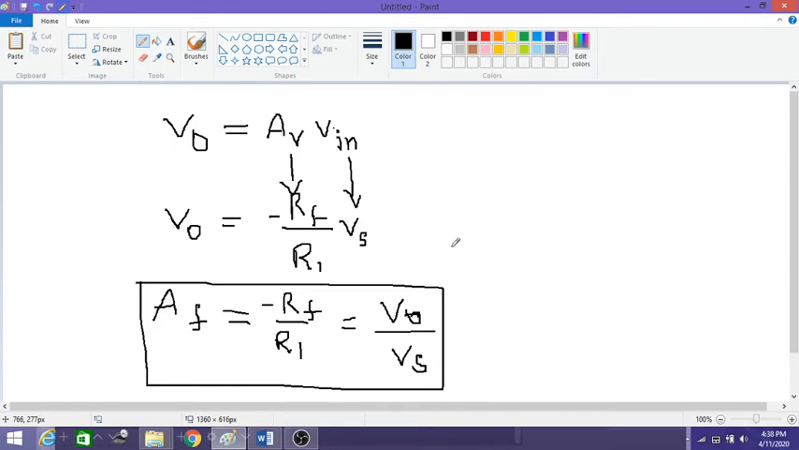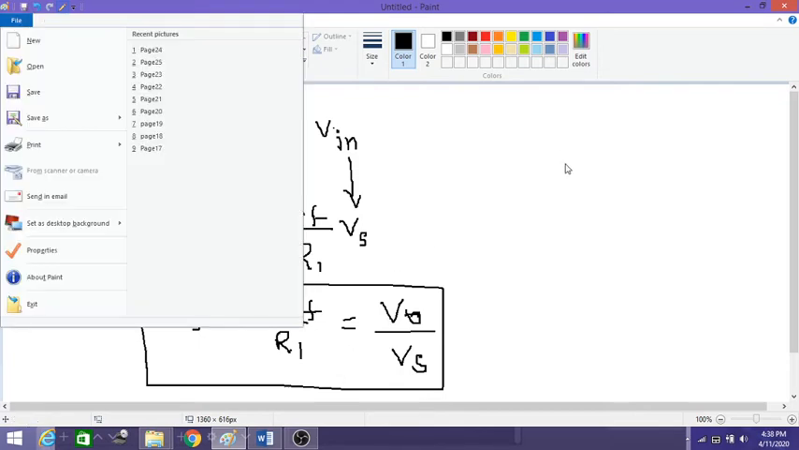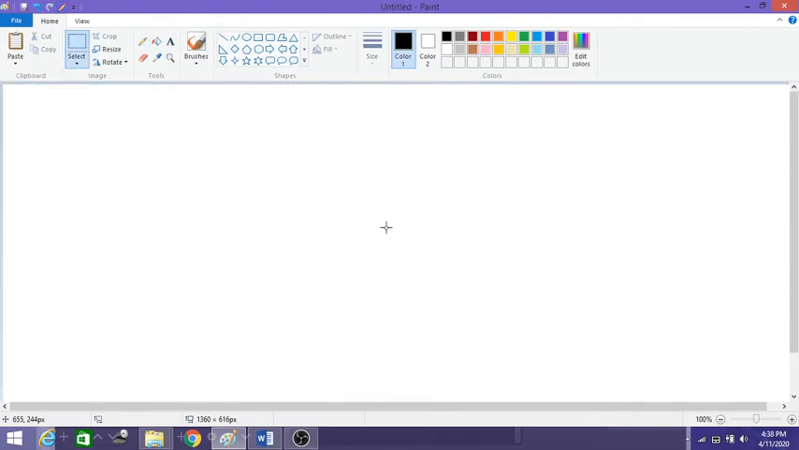So closed loop gain, let me revise again. The closed loop voltage gain AF of an inverting amplifier is independent of the open loop gain AV of an op-amp. The output voltage is negative of the input because it represents the inverted output. Okay. So let us take a simple example of a circuit and let us try to analyze it.